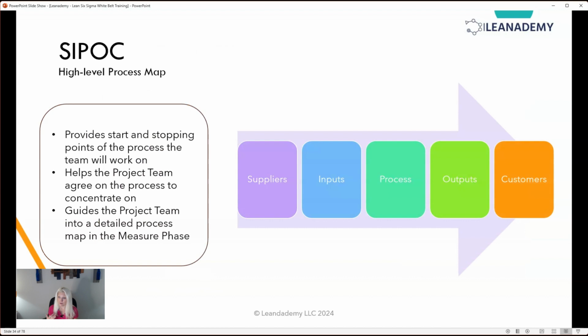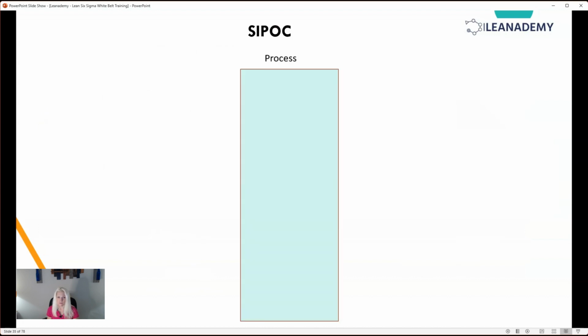Remember, we were talking about being SMART with the project charter. We'll start with the charter, but a lot of times we'll do the SIPOC and then go back and update the project charter to include this in the scope. It helps the project team agree on the process to concentrate on and guides the team into a detailed process map in the measure phase.